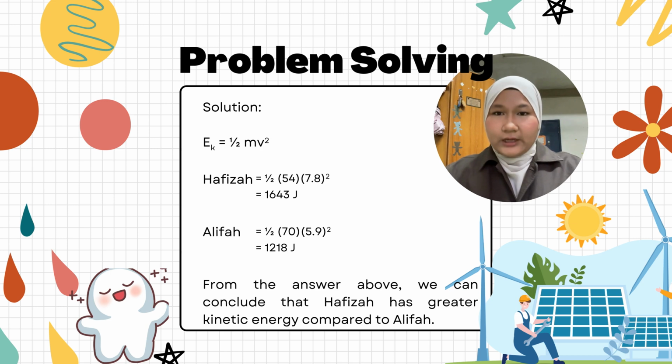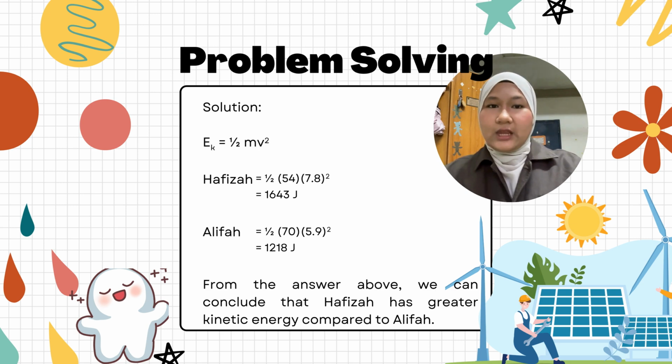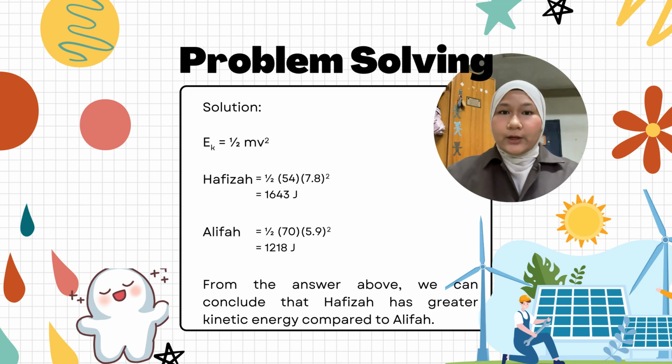1643 joule. Next, we have Alifah, mass 70 kilogram and her velocity is 5.9. Same step that we use to calculate the kinetic energy for Hafizah. Just substitute all the information. 1/2 multiplied with 70 multiplied with 5.9 squared. The answer is 1217 joule. From the answer above, we can conclude that Hafizah has greater kinetic energy compared to Alifah.